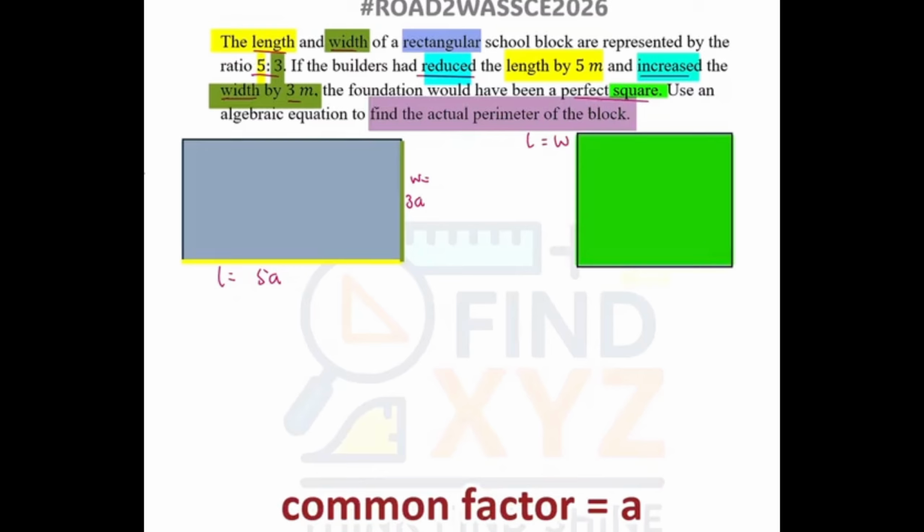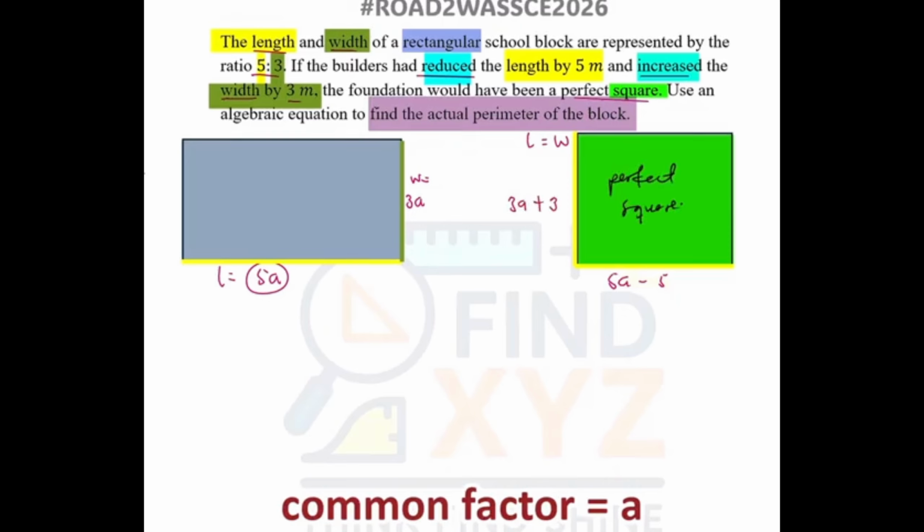How did we get the square? We arrived at the square by reducing the length by 5. So if this is our length, which is 5a, we are going to reduce it. Reducing means take away how many? 5 meters. Then what happens to the width? We are going to increase it by 3 meters. So if I have 3a, I'm going to increase it by 3. So this will give us a perfect square.